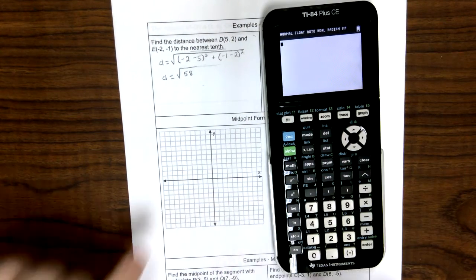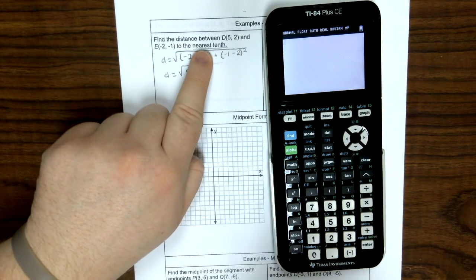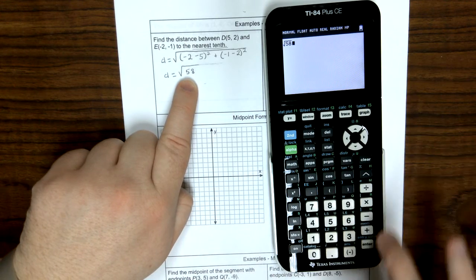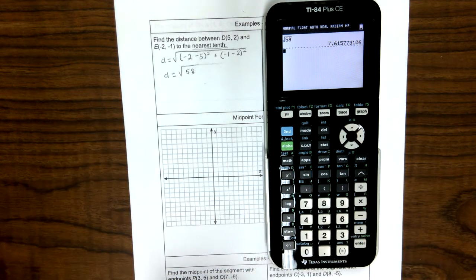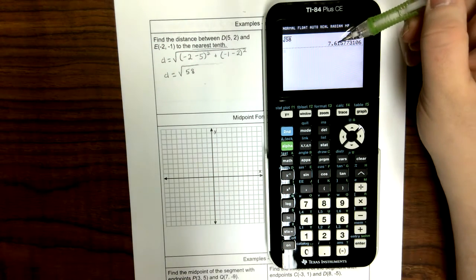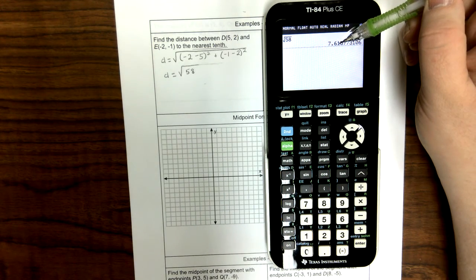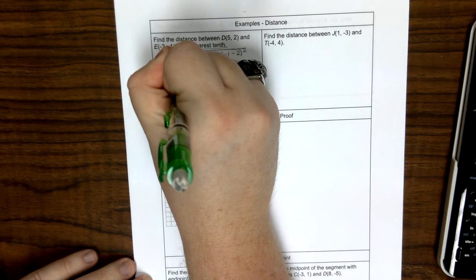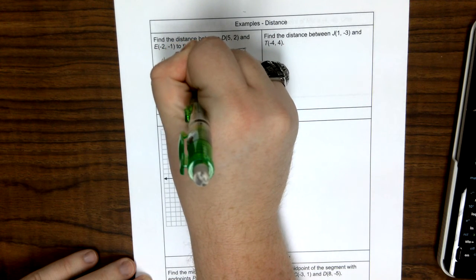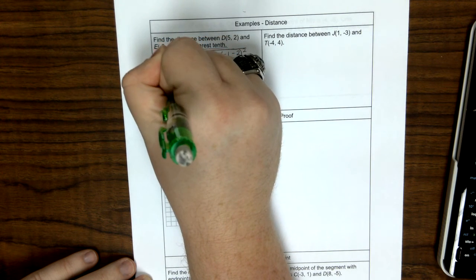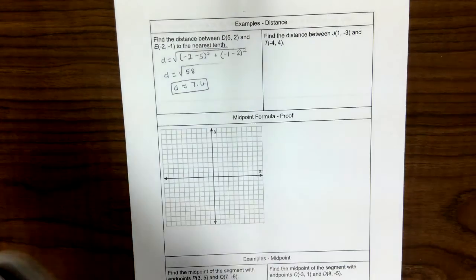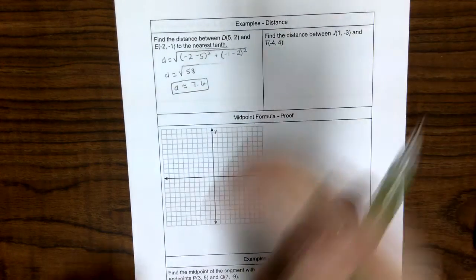Now, because this question is asking for the nearest 10th, that's the clue we need the decimal version. So what you do now is you type the square root of 58 into the calculator and see what decimal we get. Nearest 10th means we go to the first decimal place, so I'm going to look to the right. That's a 1, so it's not going to round up. And so we say that the distance is approximately 7.6. That's how long that segment would be.